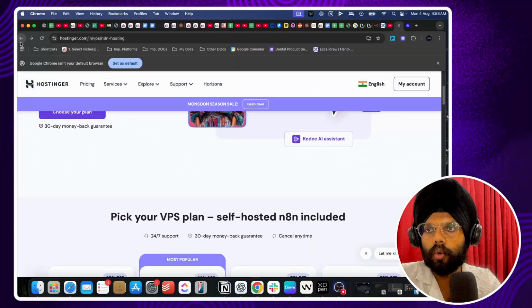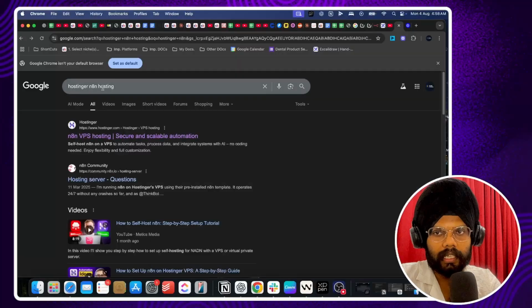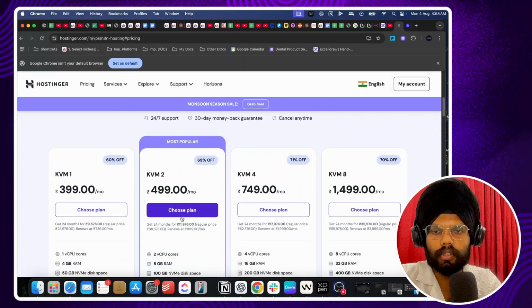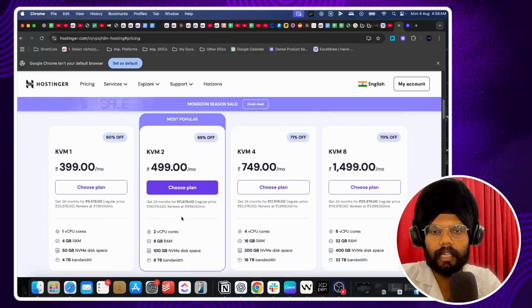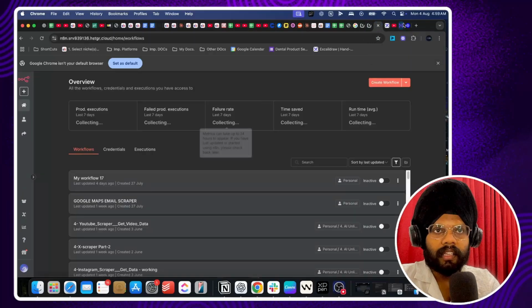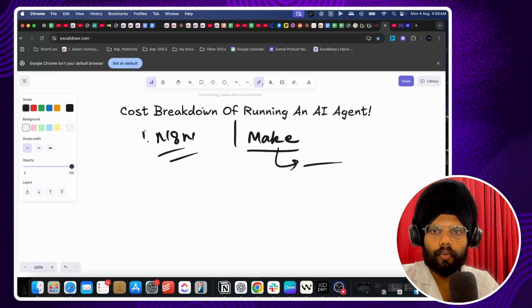You can just go and search like this, Hostinger n8n hosting or whatever, and pick your plan. I would suggest this one because it is the best one if you are not running very heavy tasks or whatever. So considering this, it is going to cost around 500 per month.